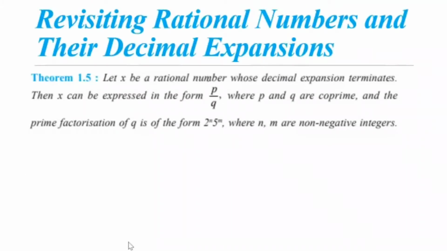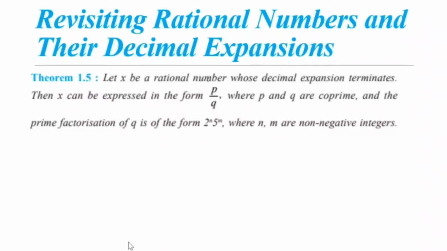Now, because again a 1 marker or a 2 marker is also expected from this chapter, we can get a 1 marker wherein theorem 1.5 is used, that let x be a rational number whose decimal expansion terminates, then x can be expressed in the form of p upon q, where p and q are co-prime and the prime factorization of q is of the form of 2 raised to the power of n into 5 raised to the power of m, where n and m are non-negative integers. Non-negative integers means it can be 0 also.